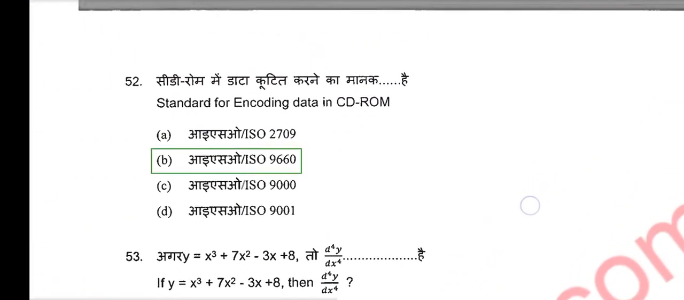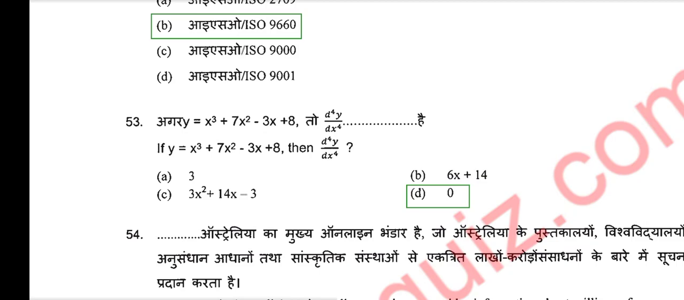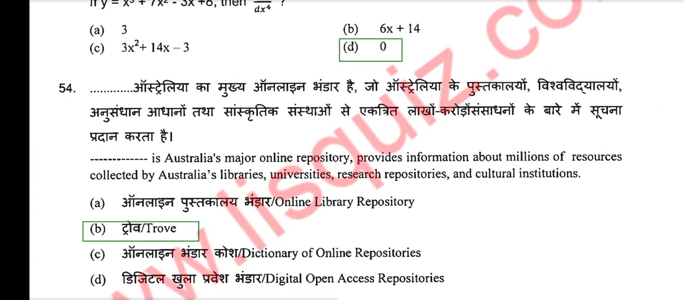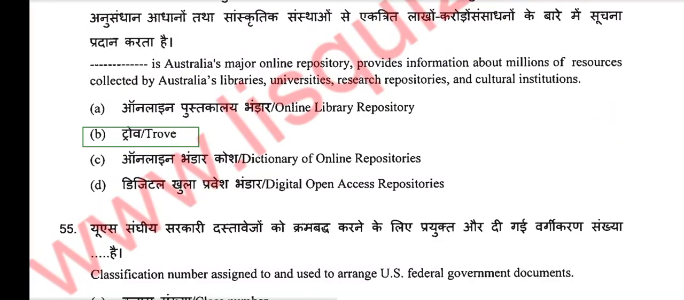Let's move to the next question, that is 52. Standard for encoding data in CD-ROM, and the correct option is ISO 9660. These are very important questions. I think question 53 is from mathematics. Let's skip this. And the 54 question is, DAS is Australia's major online repository, providing information about millions of resources collected by Australia's libraries, universities, research repositories and cultural institutions. And the correct option is B, and we call it Trove.